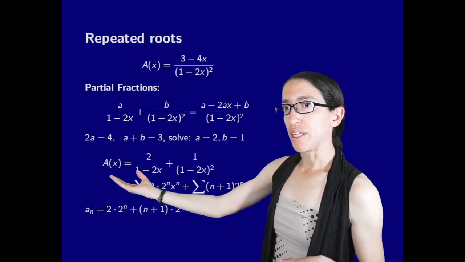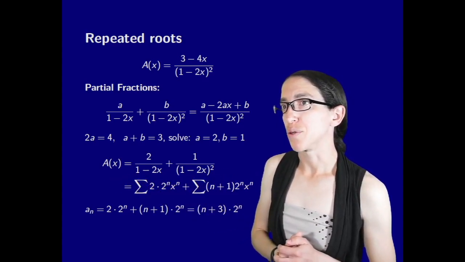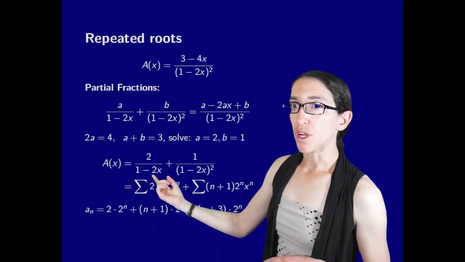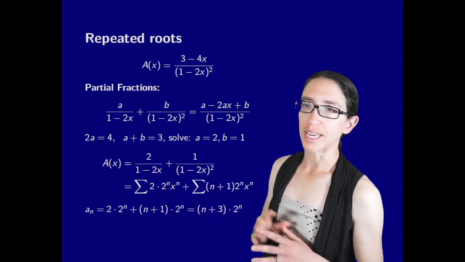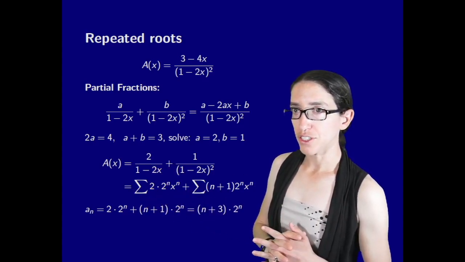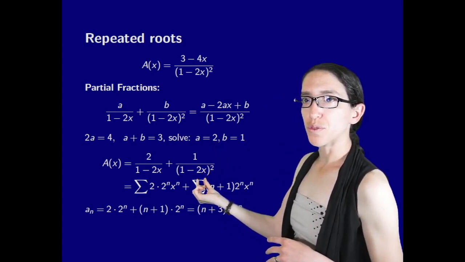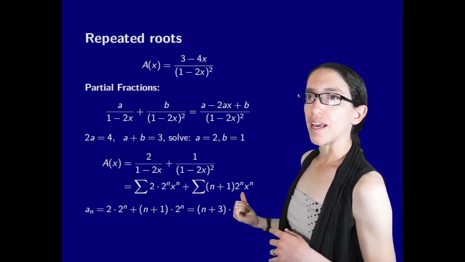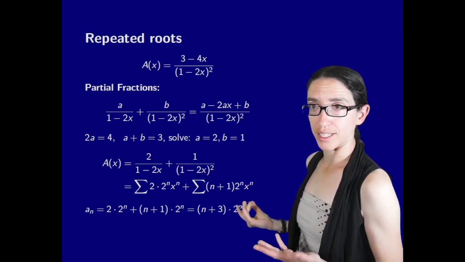Plugging that back in, we know that A of x is 2 over 1 minus 2x plus 1 over 1 minus 2x quantity squared. So this one is just 2 times the monomial substitution of 2x into the geometric series, so we get 2 times 2 to the n as the coefficient of x to the n for this generating function. And for this term, if it was just x instead of 2x, it would be the sum of n plus 1 times x to the n, and we just have a 2 to the n in there because we monomial substitute 2x in for x.